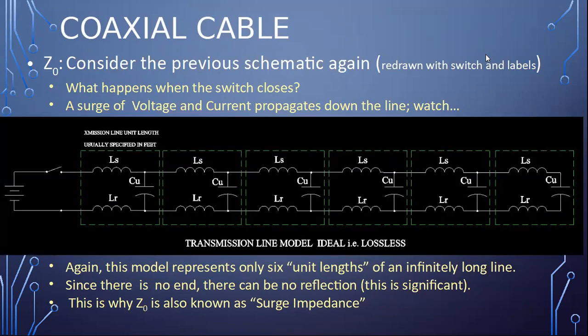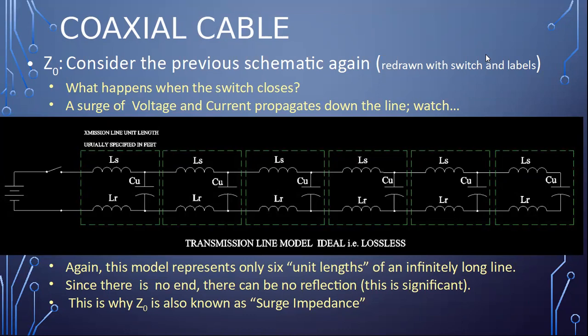So here it is drawn again. I've added an energy source and a switch. You can see the green boxes, there's 6 of these unit lengths. Again, this is part of an infinitely long transmission cable. And the reason we talk about that infinite, there is no end when it's infinite. So there can't be any reflection, because you don't get reflection until your signal gets down to the end of the line.